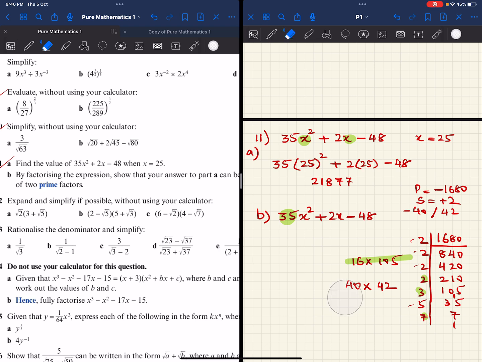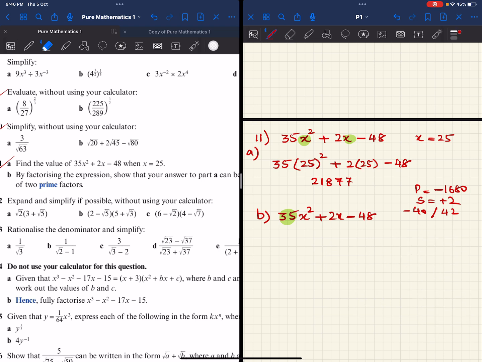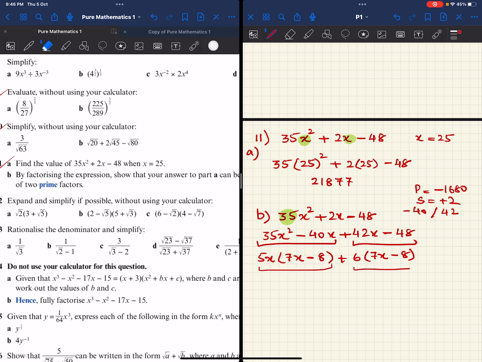So now we can split the middle term. 35x squared minus 40x plus 42x minus 48. Take common from the first two terms, take common from the last two terms. We have 5x common, 5 7s are 35, 5 8s are 40. And in the last two terms we have 6 7s are 42, so 6 is common, and 6 8s are 48. Now from the first term and the last term, I can take 7x minus 8 common, and what is left over is 5x plus 6.